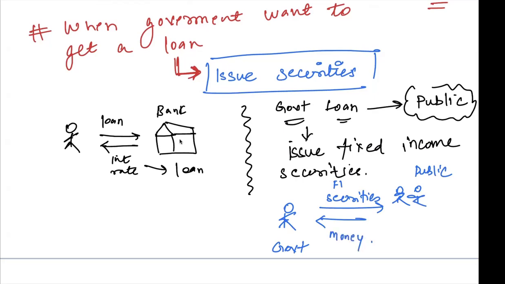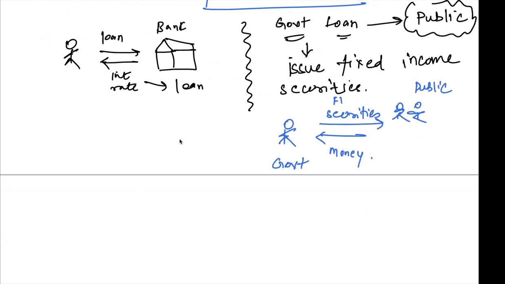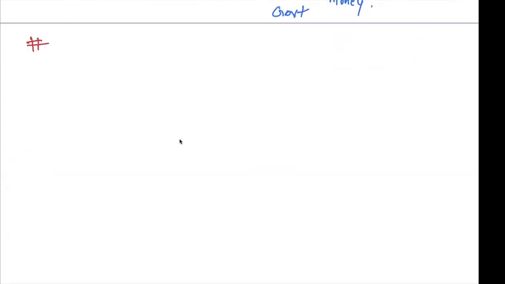Let's say they want money for short term. Is this concept clear? What will happen if government wants a loan? They'll go to the public and issue a fixed income security, and in return they'll get money. Is this clear? Please tell me. Yes, yes. Okay.